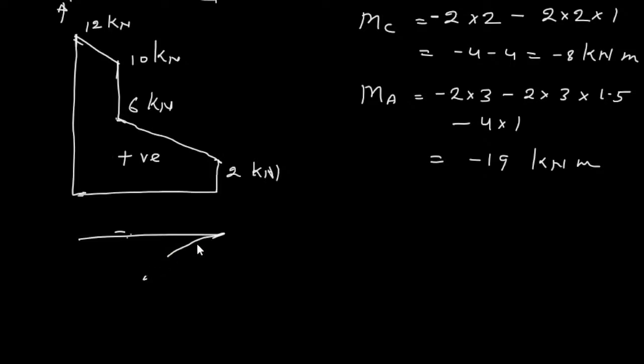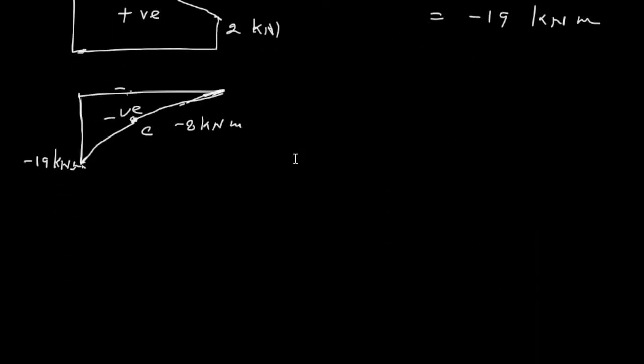Now here at point C we get the answer as -8, so our curve will be something like this. And then at point A our value is -19, which is too much, so here there will be a steep curve. So this is point C, and at point C the bending moment is -8 kilonewton meter, and at point A it is -19 kilonewton meter, and this whole is a negative bending moment.